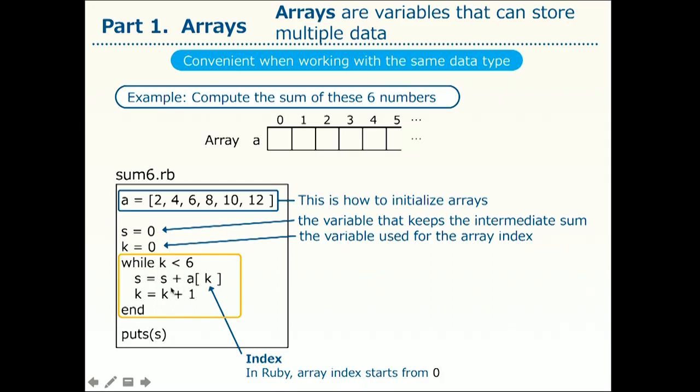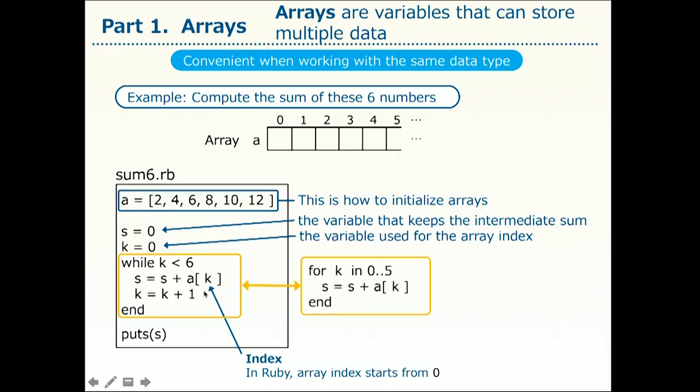Please note again that in Ruby, the index of the array starts from 0. Therefore, it goes in order from 0. So for this array with 6 boxes, the last box is the 5th one, that is, its index is 5. We advise that the last index is 1 less than the total number of boxes of the array.